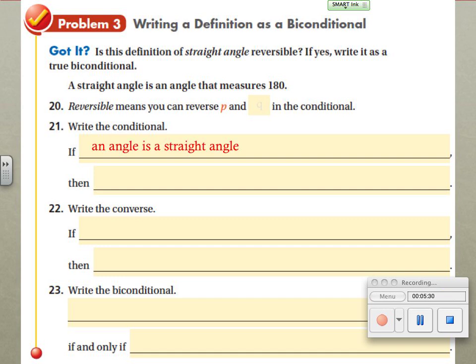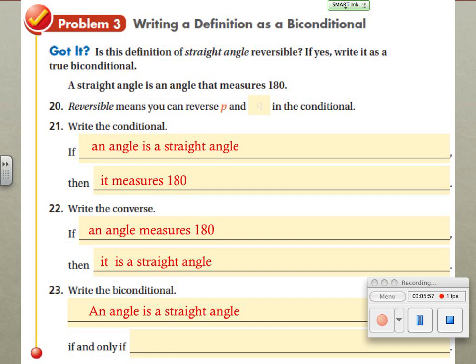So let's first write the conditional statement. If an angle is a straight angle, then the measure is 180. Now the converse of this statement would be, and you go ahead and think about that now, if an angle measures 180, then it is a straight angle. Since this is a true statement, we can write a biconditional. So we can say an angle is a straight angle if and only if it measures 180.